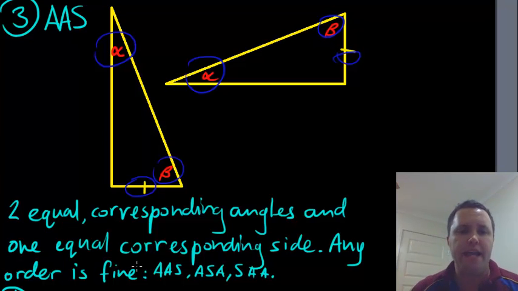Now with this one, any order is fine. We could have angle, angle, side. You could have angle, side, angle, or side, angle, angle.